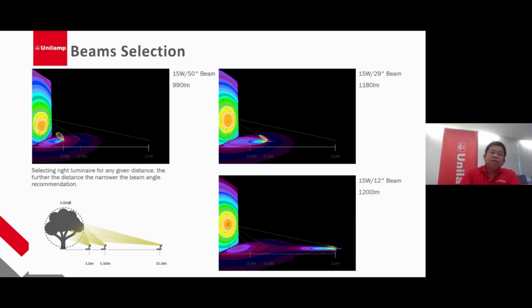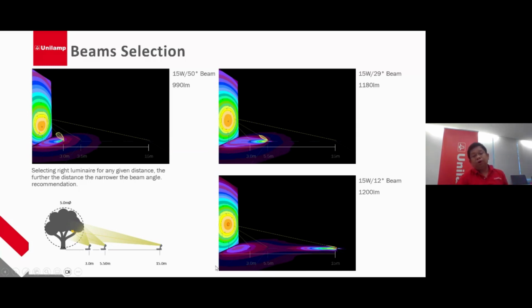So selecting the right luminaire for any given distance: the farther the distance, the lower the beam angle recommendations. You can see here we use the wide beam with a 3 meter setback from the wall. You have around 150 lux. When you use the medium beam, you set back about 5.5 meters, and you get almost the same illuminance on the wall.